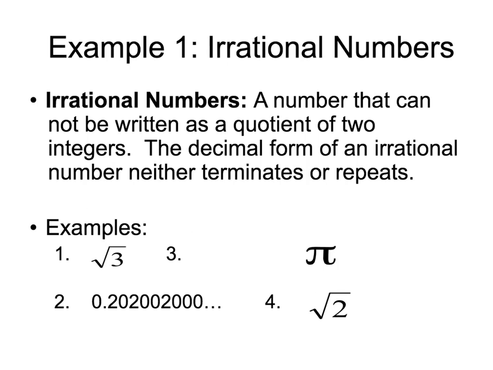On the other hand, here we have irrational numbers. An irrational number is a number that cannot be written as the quotient of two integers. It can't be written as a fraction.